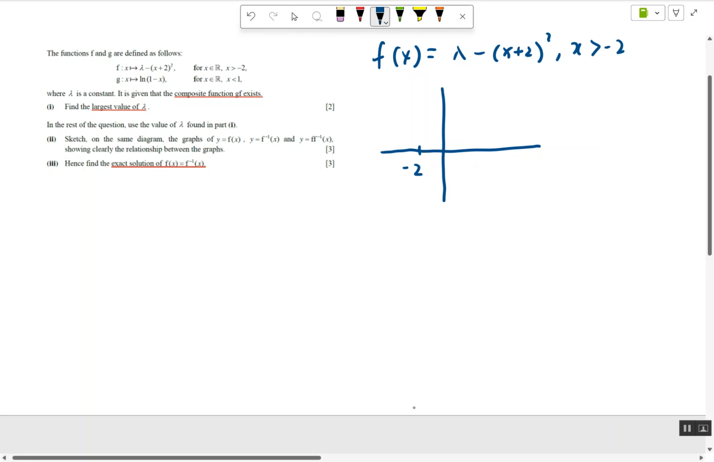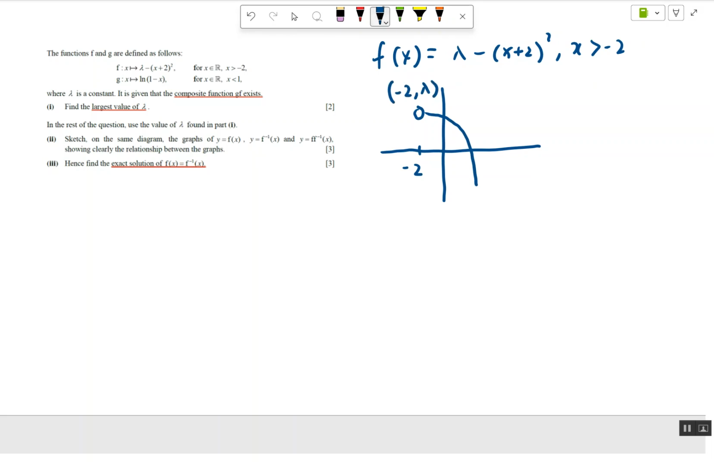Because there is lambda over here, lambda could be positive, lambda could be negative. So let's just assume that lambda is positive, it doesn't matter. Because they say x has to be greater than negative 2, it cannot be equal to negative 2, and it is half an n shape going downwards, where the maximum point is (negative 2, lambda).